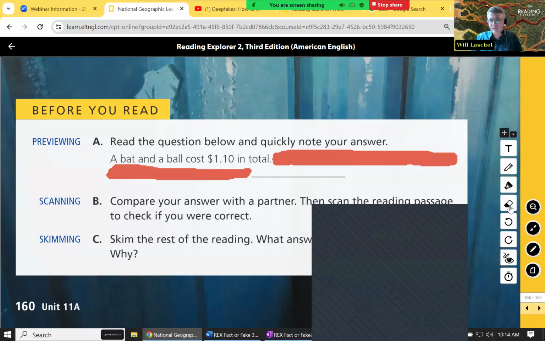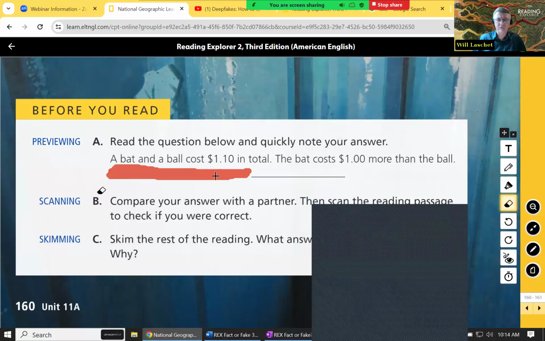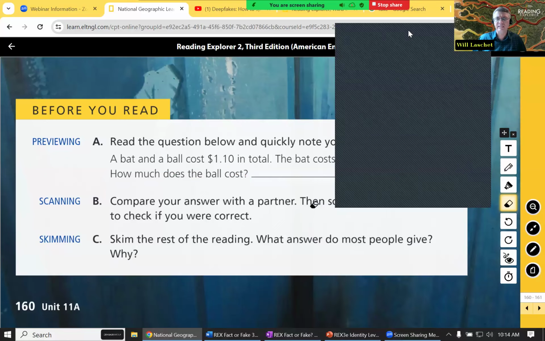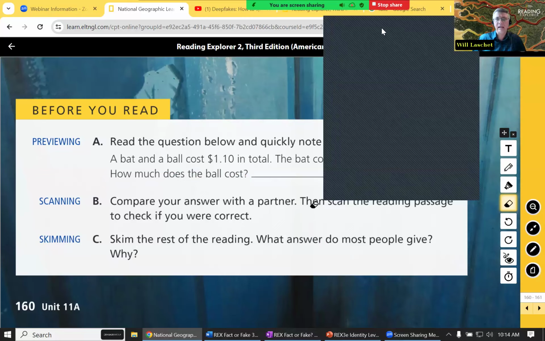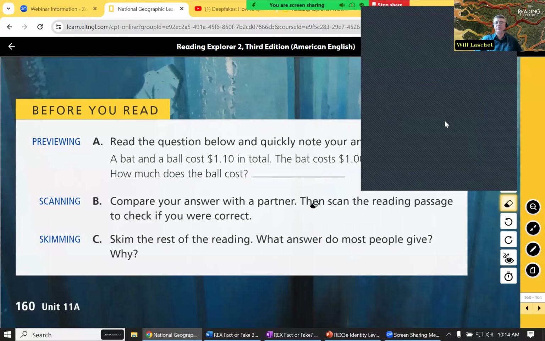Okay, so I'm just going to erase this. It says here the bat costs $1 more than the ball. Okay, so we've got total $1.10. The bat costs $1 more than the ball. So what the question is, how much does the ball cost? So in the chat box, please, I want you to write down for me, how much does the ball cost? Let's see what your answers are.